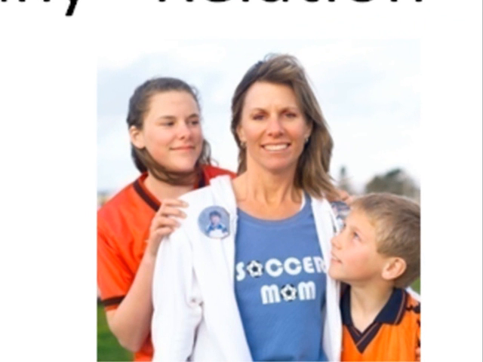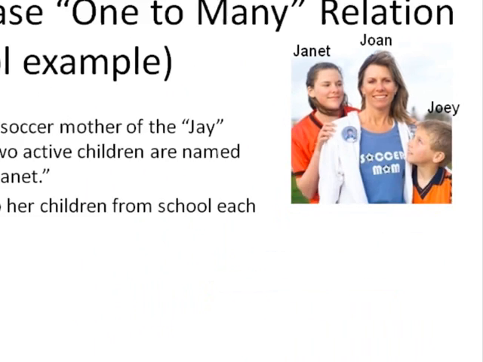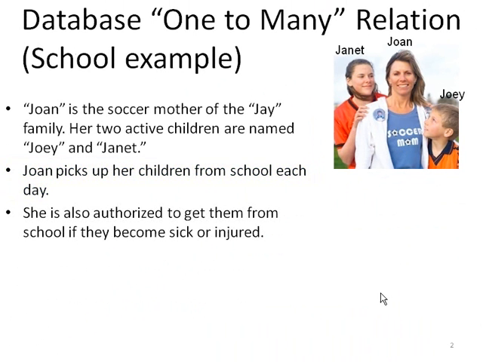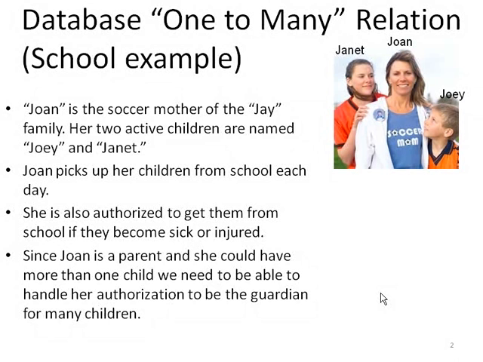This is Joan. Joan is a soccer mother of the J family. Her two active children are named Joey and Janet. Joan picks up her children from school each day. She is also authorized to get them from school if they become sick or injured. Since Joan is a parent, and she could have more than one child, we need to be able to handle her authorization to be the guardian for many children.